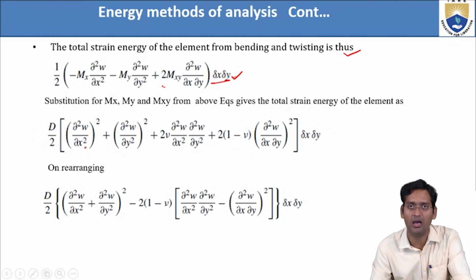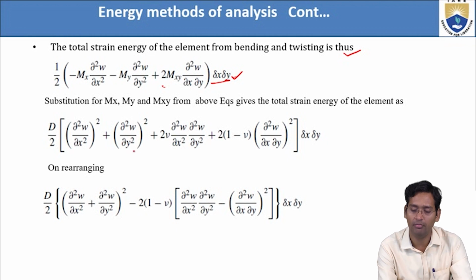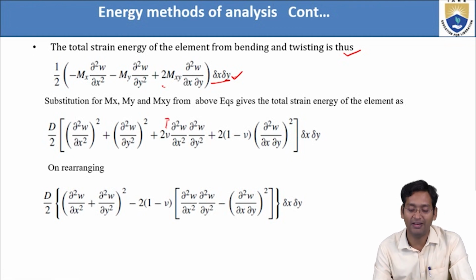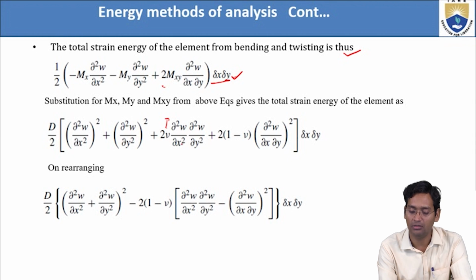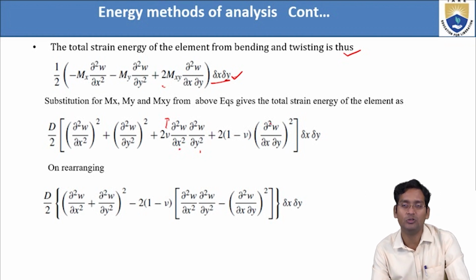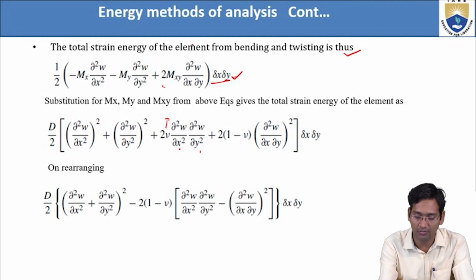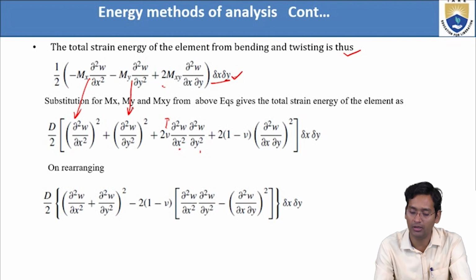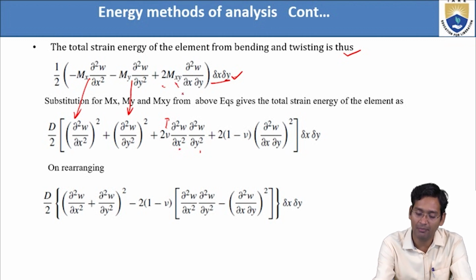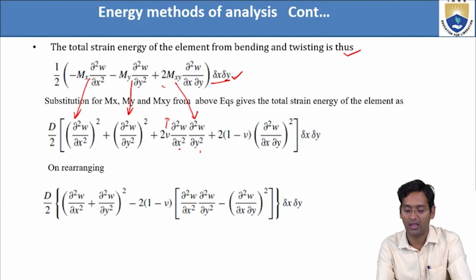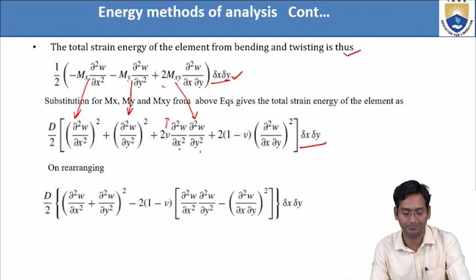So D by 2 into what? (∂²w/∂x²)² plus (∂²w/∂y²)² plus 2ν, where ν is the displacement, or you can say the deflection along the y direction, (∂²w/∂x²)(∂²w/∂y²), plus 2(1 minus ν)(∂²w/∂x∂y)². So this is the value of this one. After substituting the Mx value, the My value, and the Mxy value, we got this one, into ∂x ∂y.